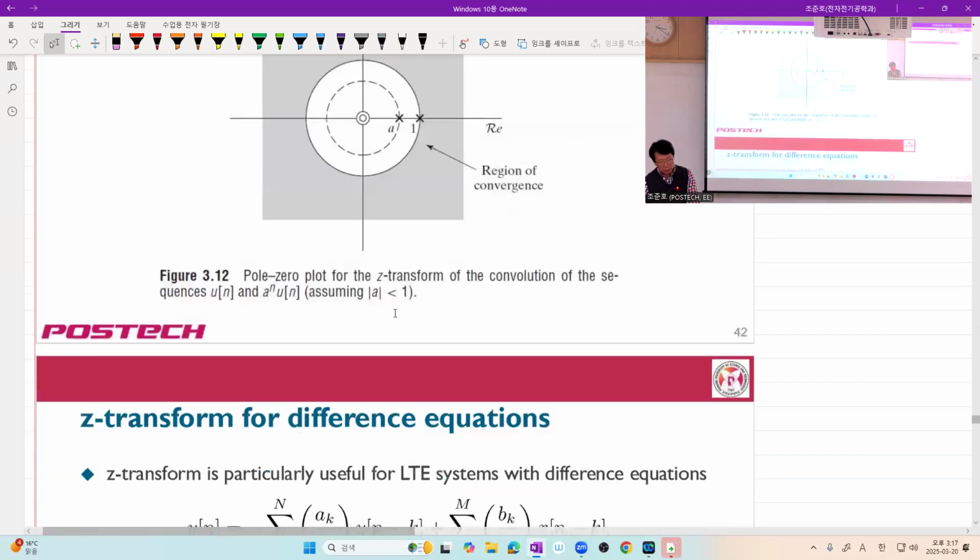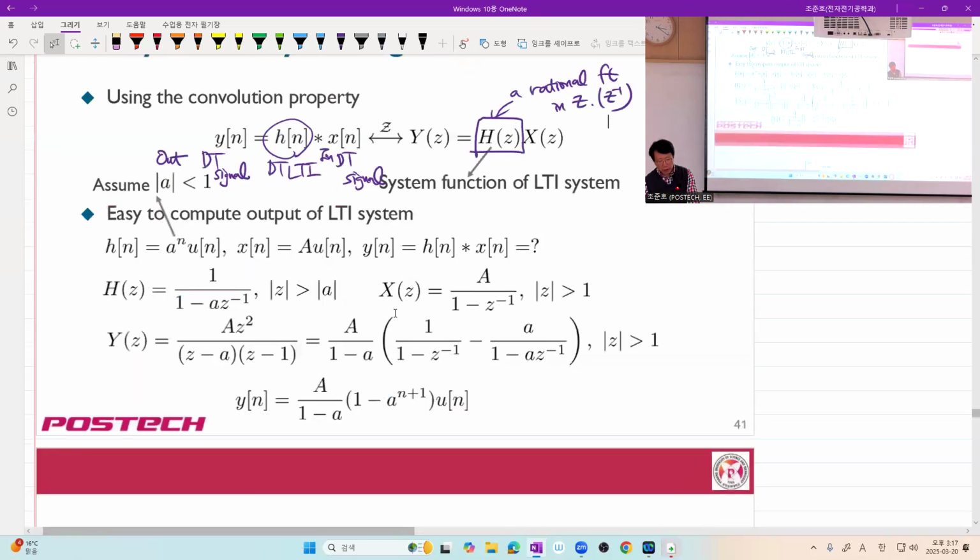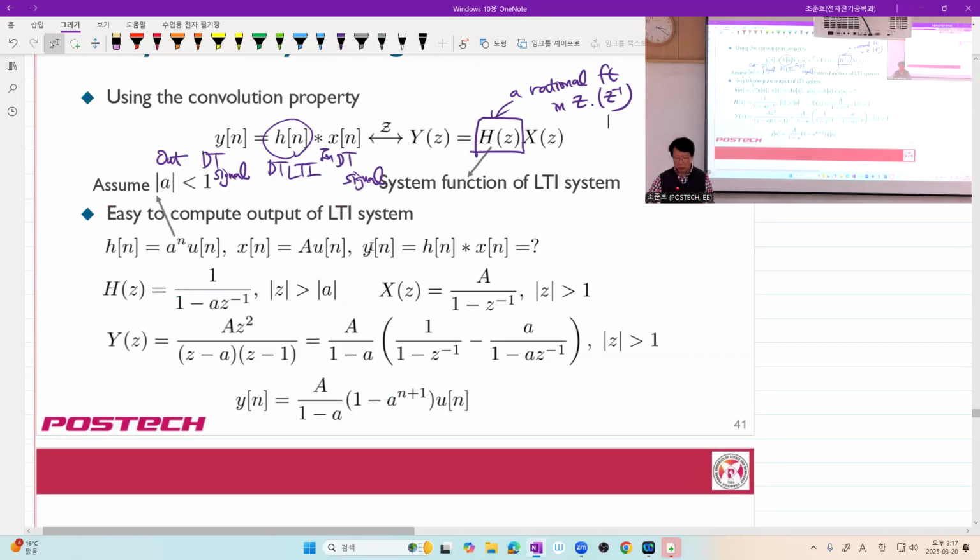Anyway, we will be finishing this one next week, but you will see the Fibonacci sequence problem in the homework. That's all for the day.